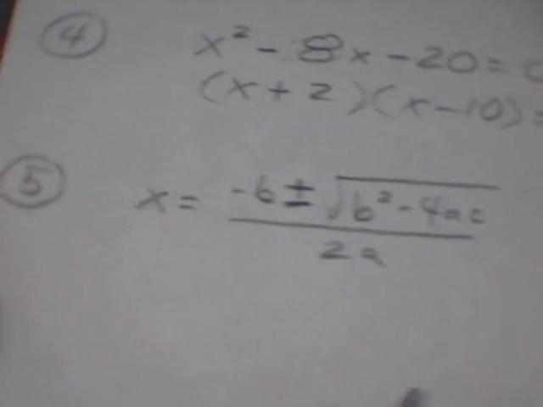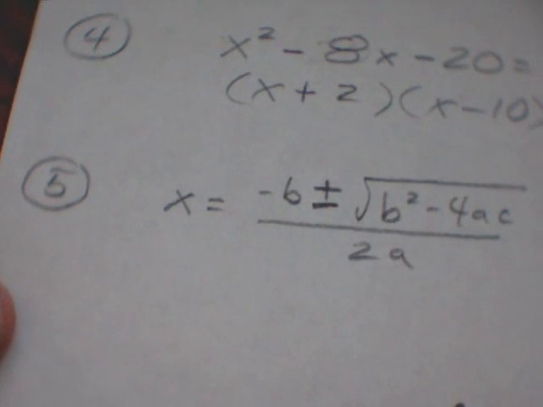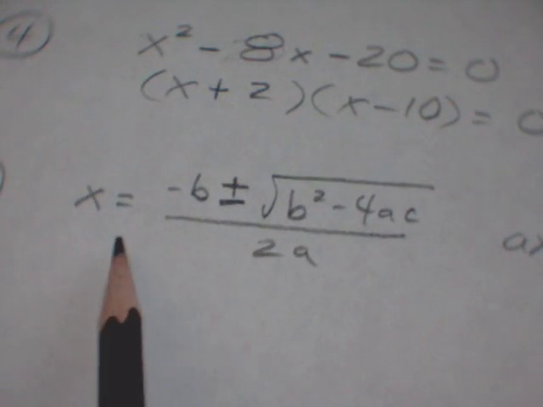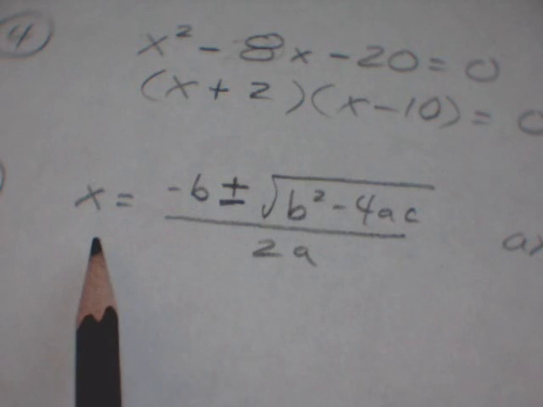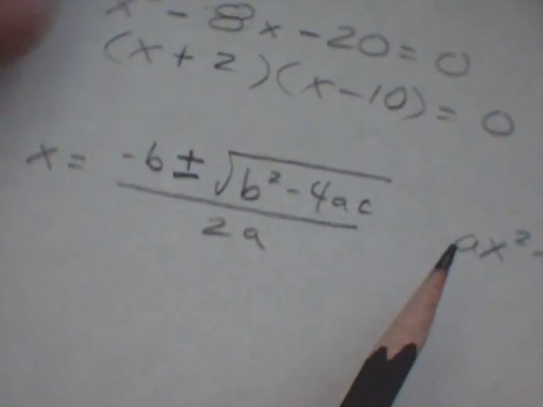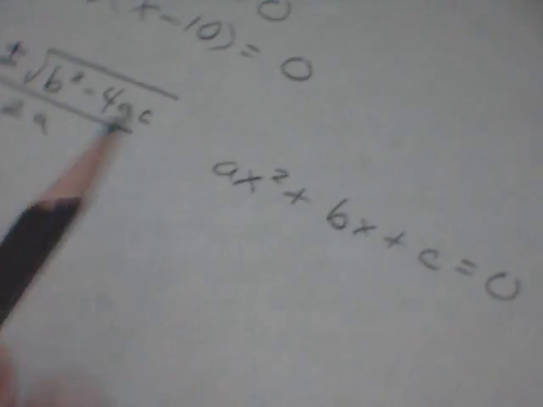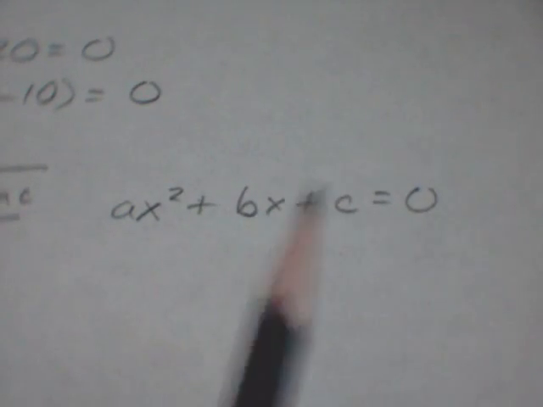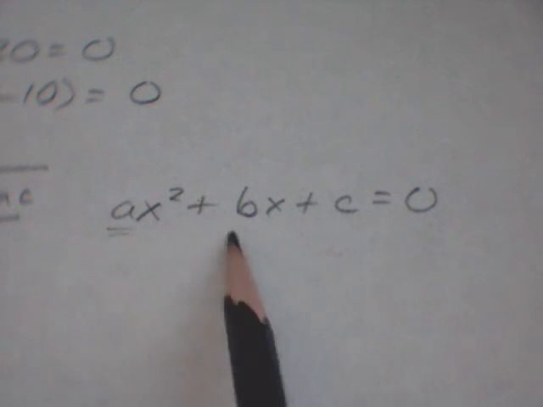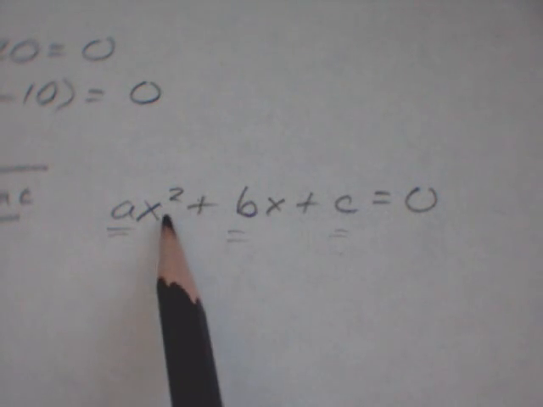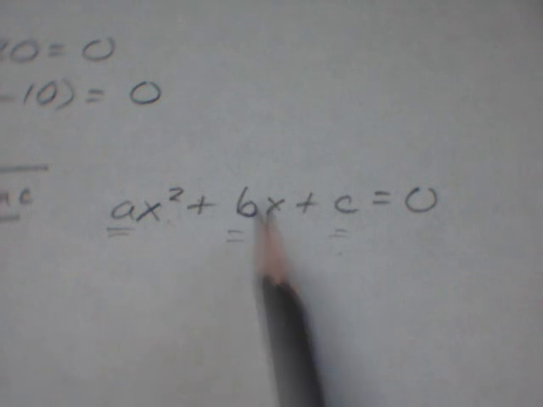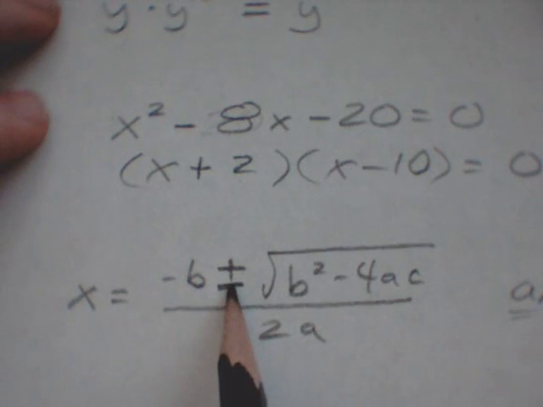On question number 5, it asks you to use the quadratic formula, and here that is. What the quadratic formula does is give you two answers to an equation that looks like this. Here are the coefficients a, b, and c. a is on the squared term, b is on the linear term, and c is the constant. So there are two solutions to this equation. This finds both of them with their plus or minus.